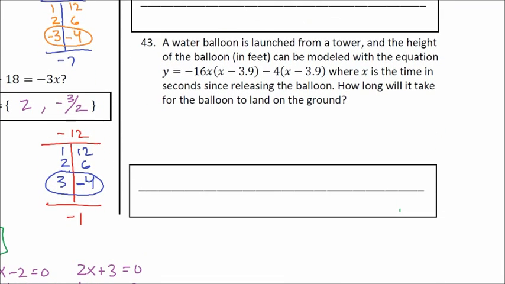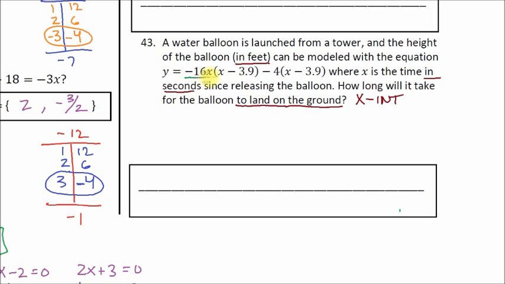All right, let's take a look at number 43. A water balloon is launched from a tower, and the height of the balloon in feet can be modeled with the equation, where x is the time in seconds since releasing the balloon. How long will it take for the balloon to land on the ground? Well, that's also an x-intercept, but our problem here is this equation is not in intercept form. We have to put it back in intercept form.